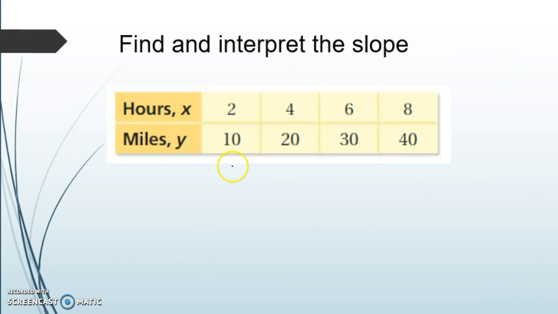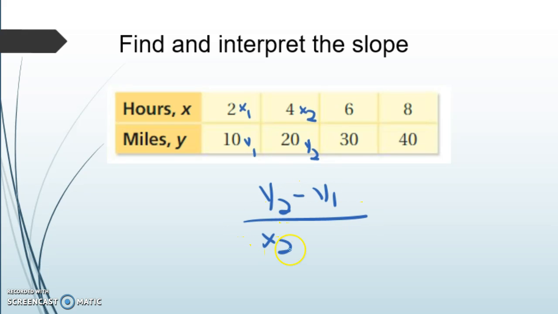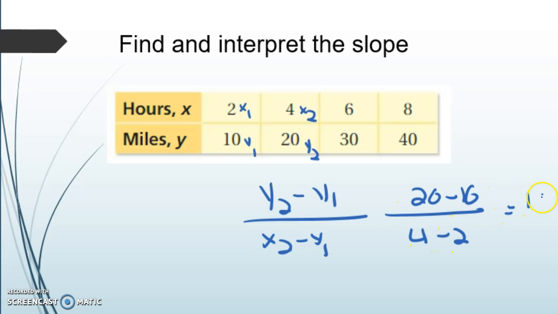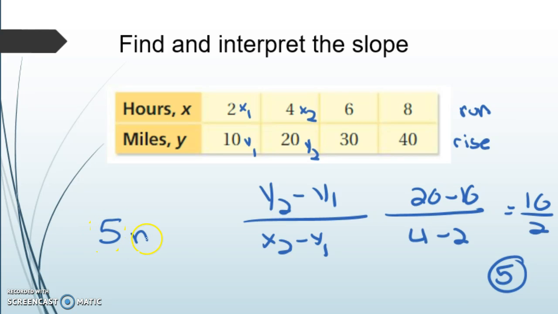On this one, we're going to do the same thing. This is x1, y1, x2, y2. So I do 20 minus 10 over 4 minus 2. That's 10 over 2. My slope here is 5. And then if I was to interpret it, I would say 5 miles per hour, since this is my rise, since it's my y's, and this is my run, since it's my x's. So 5 miles per hour.